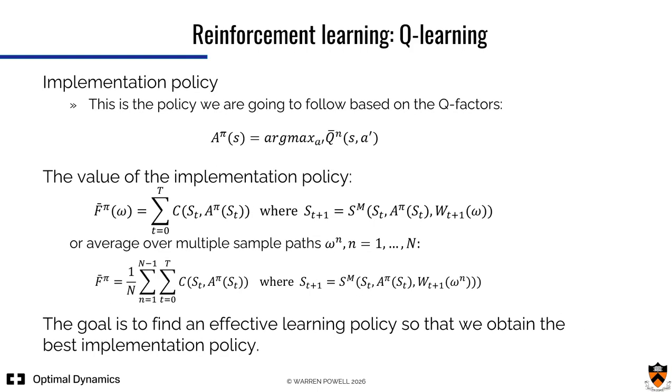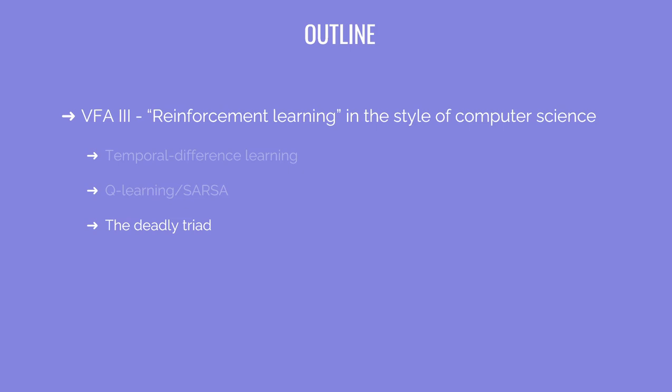Now, at the end of your algorithm, your implementation policy, Sutton and Barto would call it the target policy, is you take the Q bars, you take the argmax, and that's the action that you take. Now, the value of an implementation policy, you can just simulate this policy, and that is the value of the policy. We would like to find the value that works best. Computer scientists love to pretend that they're getting optimal policies. That's virtually never the case. We just don't get optimal in this world.